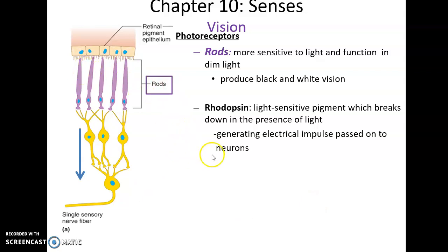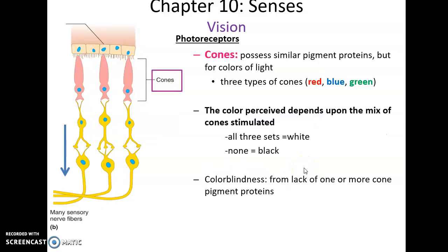So the rods, again, are more sensitive to light, so they work best in dim light. And there are chemicals in the rods called rhodopsin, and they are light sensitive, so that when light hits the rods, the chemical breaks down, and that generates the electric impulse. That is the signal, and then that signal gets passed on to the sensory neurons. So the chemical rhodopsin in the rods breaks down when exposed to light, and that causes an electric impulse, which gets passed on to the sensory neurons.